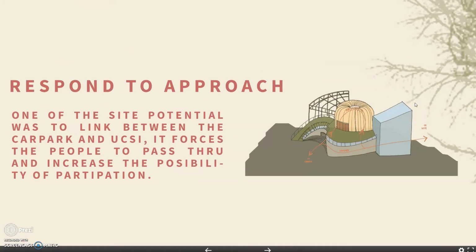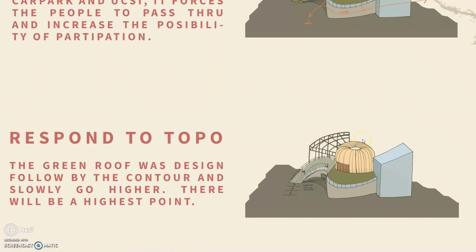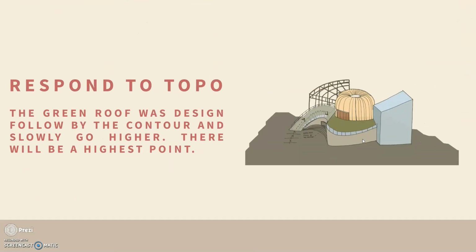When responding to the approach, I propose a link concept that connects the car parks to the UCSI, and it forces people to pass through the building and increases interaction between people. When responding to the topography, the green roof was designed to follow the contour and slowly go higher. So these are the 5 main points of the site responses.